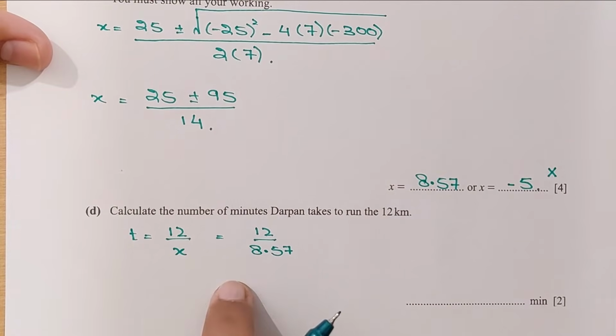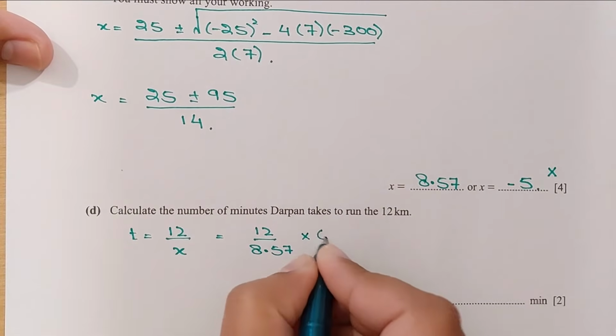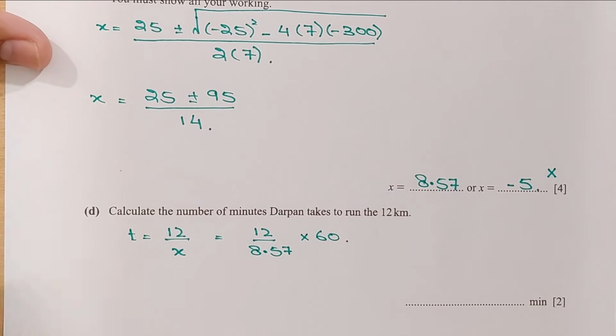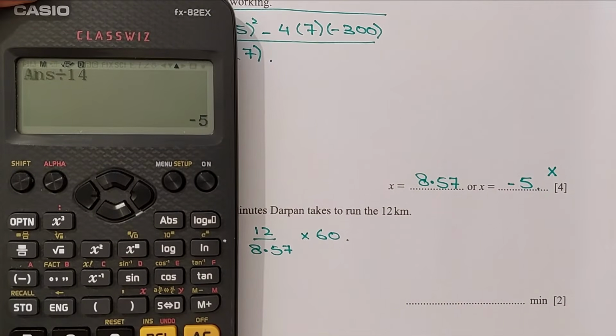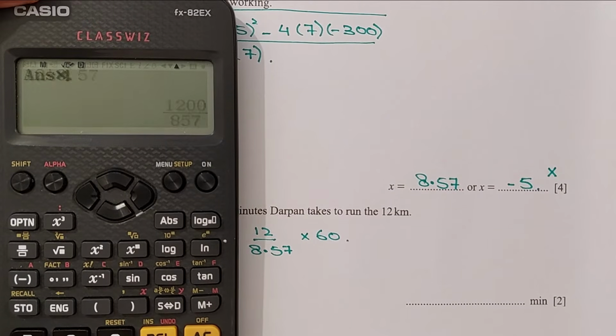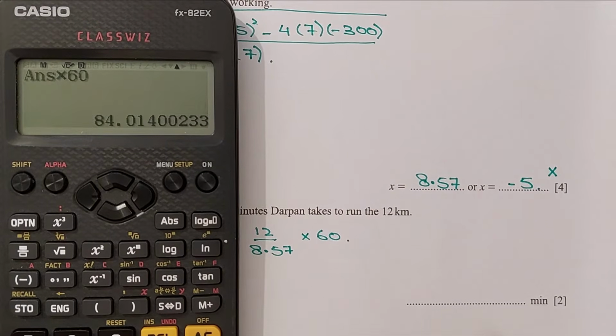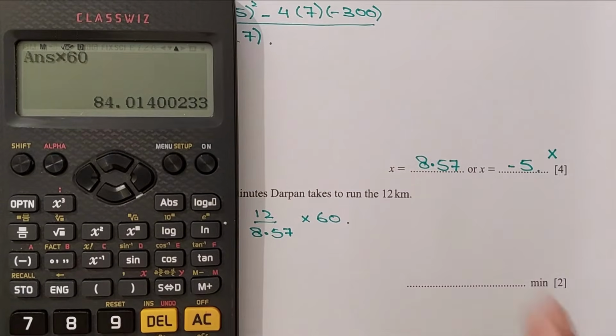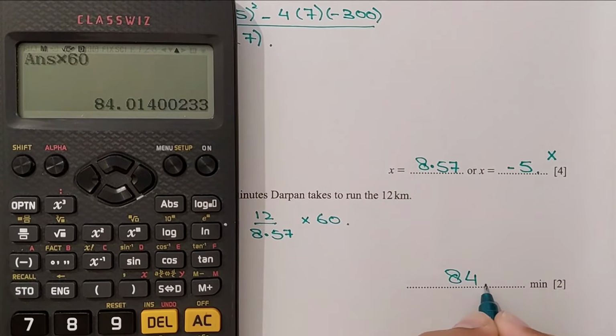So convert these hours into minutes, we have to multiply by 60, right? So let me simplify. 12 divided by 8.75 and multiplied by 60. So this is equal to 84.01, or we can say 84 minutes.